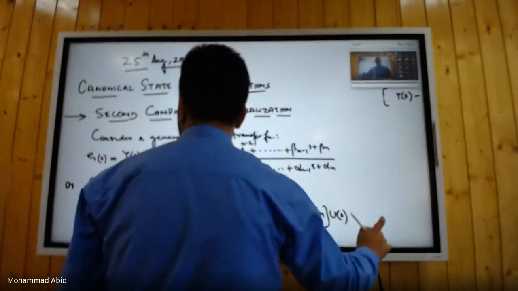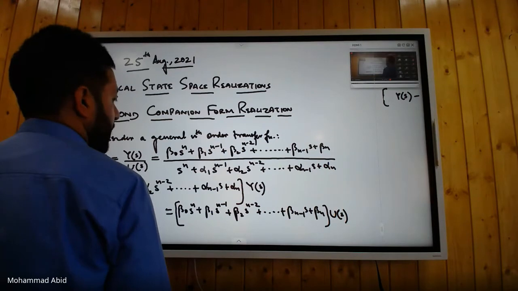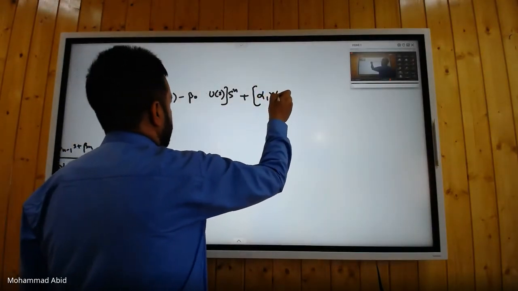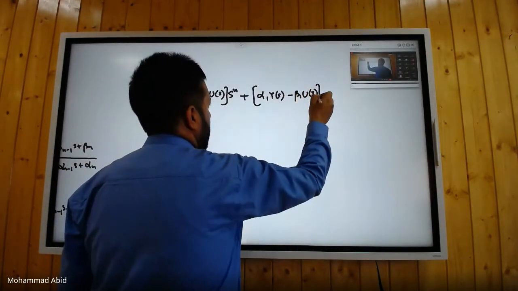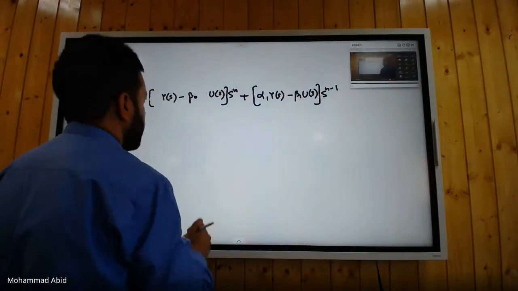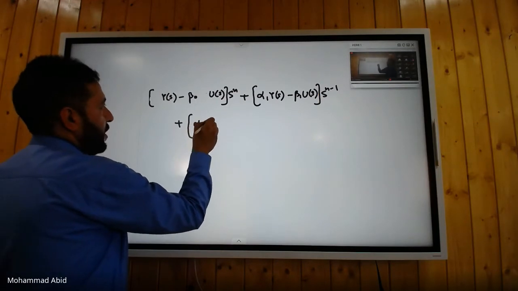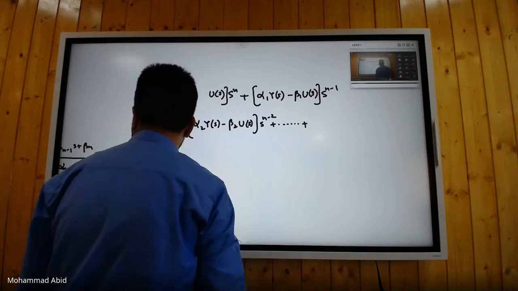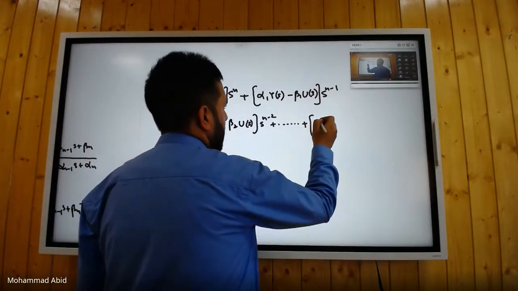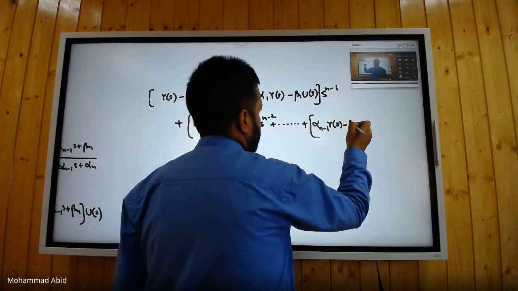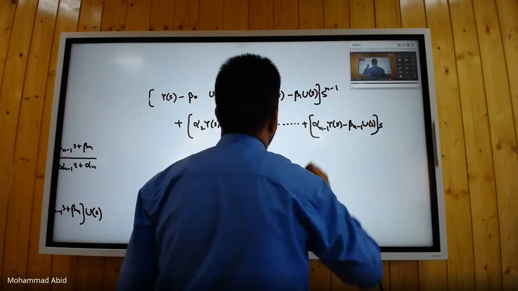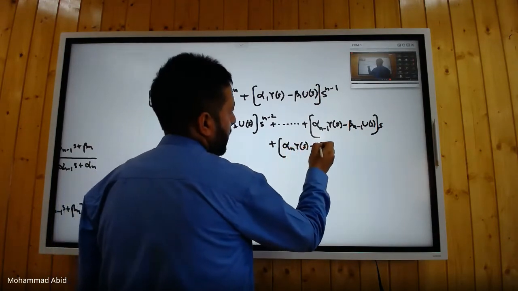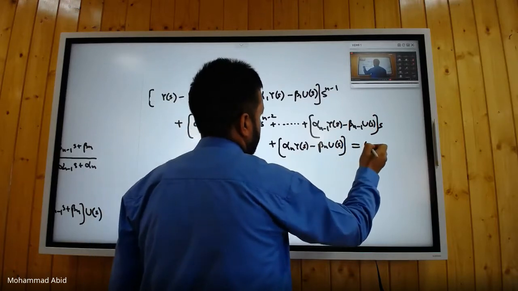Then I'll take s to the power n minus 1. For s to the power n minus 1, I will have alpha 1 Y(s) minus beta 1 U(s). Plus I will have alpha 2 Y(s) minus beta 2 U(s) into s to the power n minus 2 plus so on. And then I will have alpha n minus 1 Y(s) minus beta n minus 1 U(s) into s. Are you following me? Plus alpha n Y(s) minus beta n U(s) is equal to 0. Is that clear?